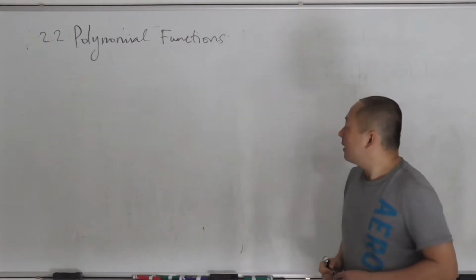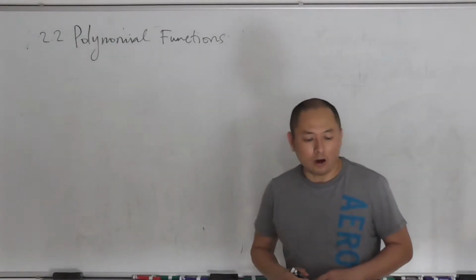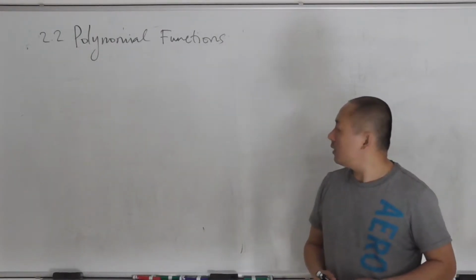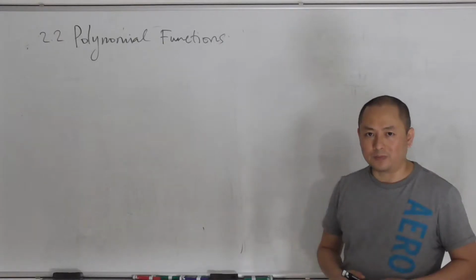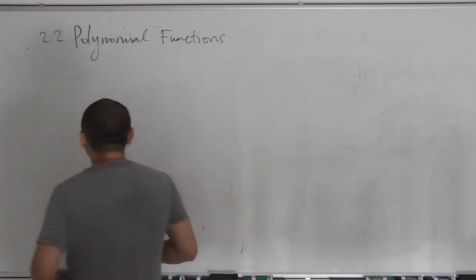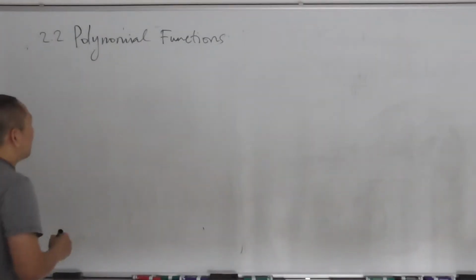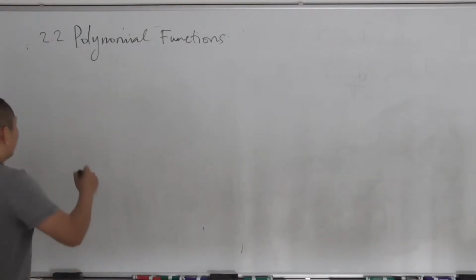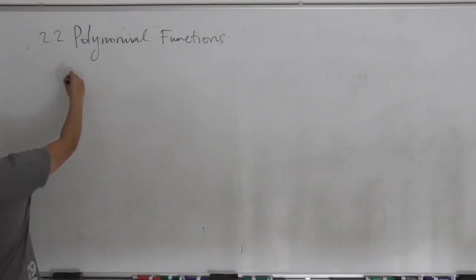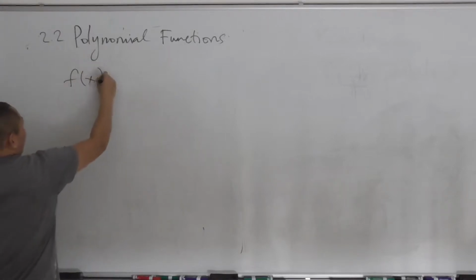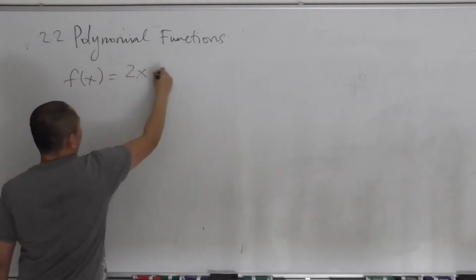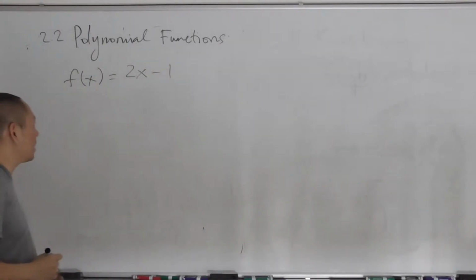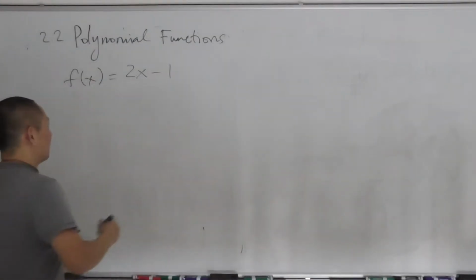Hello all. In this video clip, I will cover section 2.2, the polynomial function. I claim that actually we are seeing polynomial functions a lot. We may just not call them the polynomial function. For example, see the function f of x equal to, say, 2x minus 1. We usually call it the linear function, right?